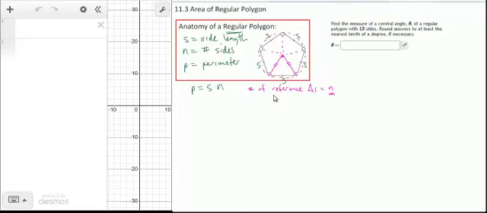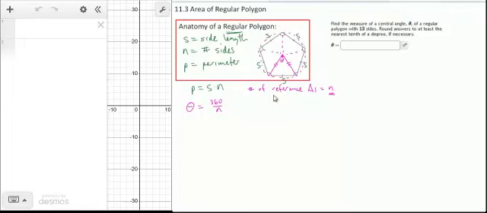Which means if I want to find this vertex angle, I'll call it theta here. This angle, the vertex angle of your reference triangle, can be found by taking 360 degrees, the full rotation of the circle, and dividing it by the number of sides, n. And that tells you what that reference angle has to be.